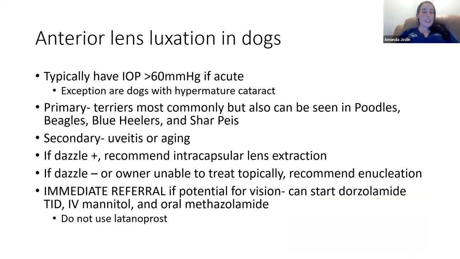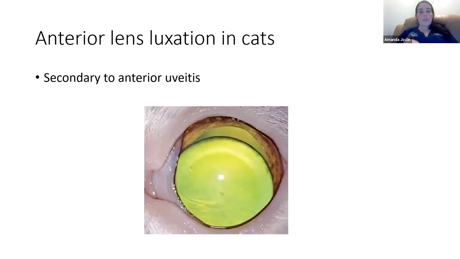Again, the anterior lens luxation, lens moved to the front of the eye. Typically IOP is over 60. We do not want to be using latanoprost in these dogs. So if it does have a dazzle, we want to refer potentially for intracapsular lens extraction. If there is no dazzle response or the owner can't commit to really topically treating the dog, removal of the eye is most likely in the animal's best interest. We want to start dorzolamide in that eye and might consider options like IV mannitol or oral methazolamide just to keep the dog stable until surgery. Anterior lens luxation in cats is typically always secondary to anterior uveitis.